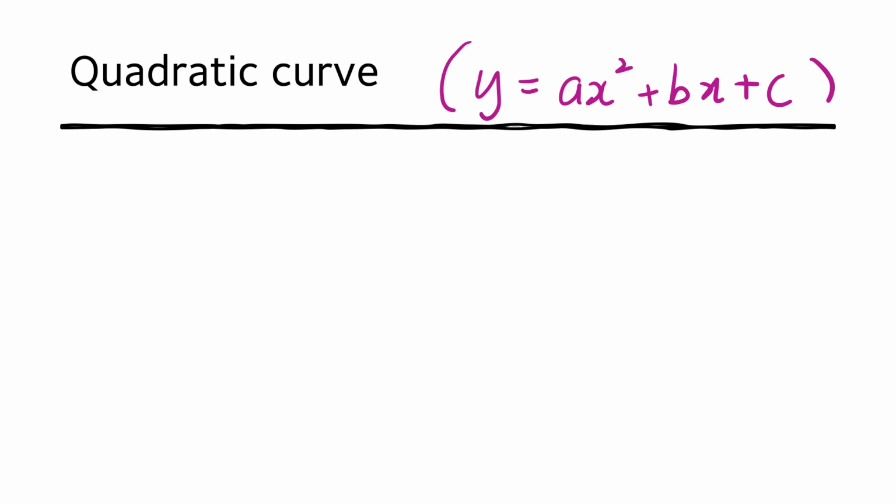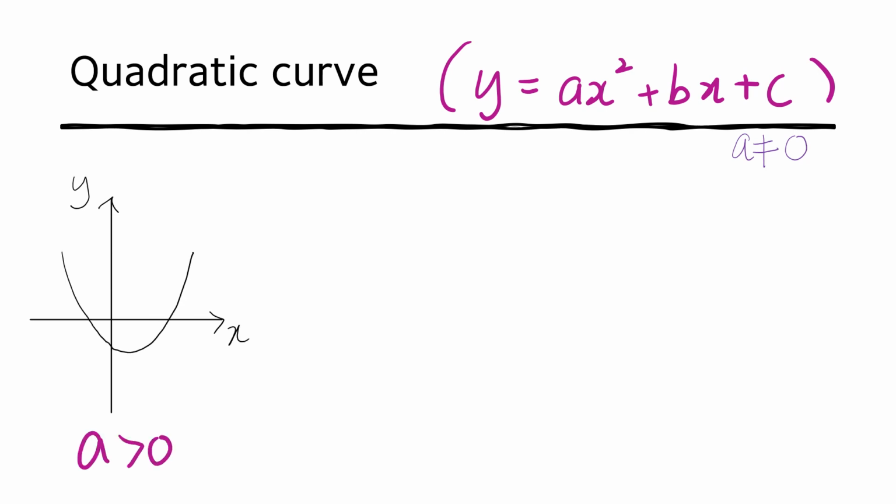Here, a cannot be equal to 0, and I leave it for you to think, what happens if a is equal to 0? Would you still end up getting a degree 2 polynomial? Alright, so how does this quadratic curve look like? It depends very much on the value of a, which is the coefficient of x squared. If a is a positive value, then we're getting a smiling face, a U-shaped curve.